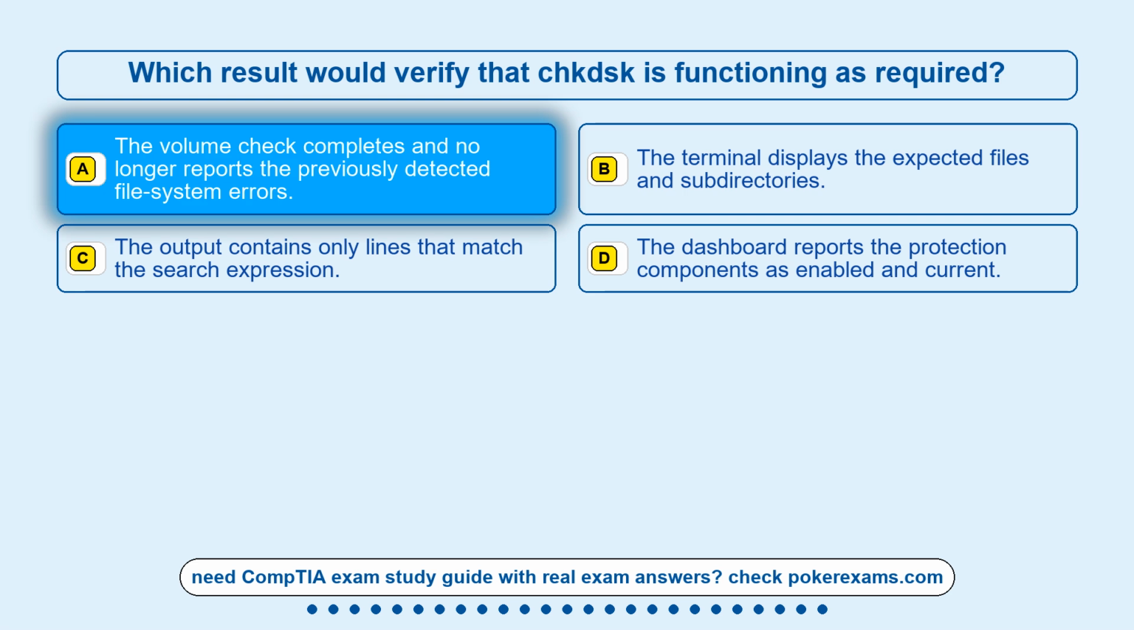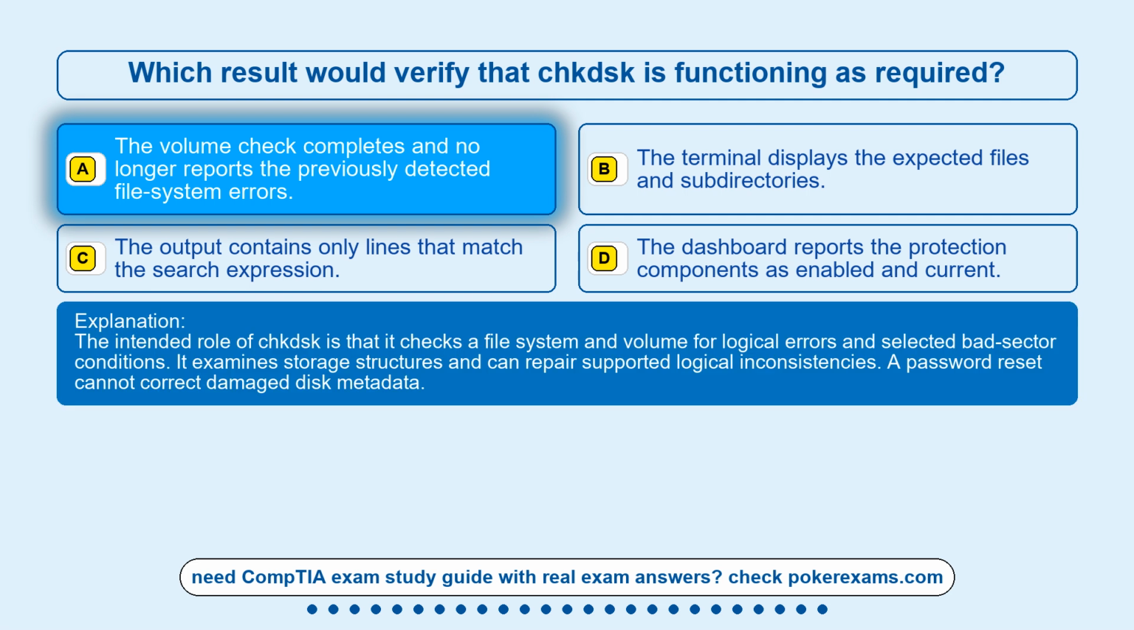The correct answer is option A. The volume check completes and no longer reports the previously detected file-system errors. The intended role of CHKDSK is that it checks a file system and volume for logical errors and selected bad-sector conditions. It examines storage structures and can repair supported logical inconsistencies. A password reset cannot correct damaged disk metadata.